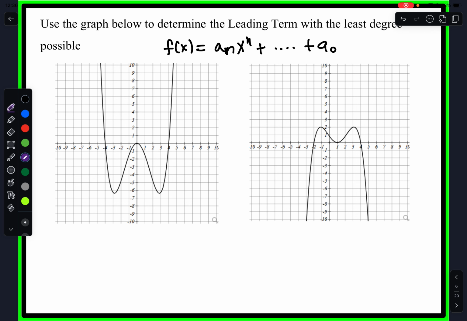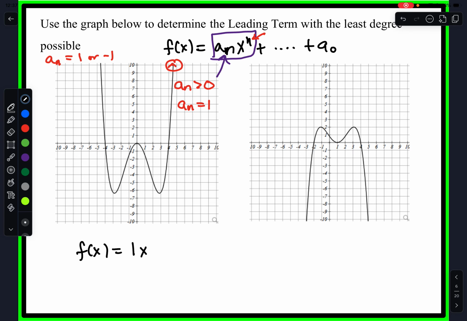And all we want to do is determine, okay, what is this term going to look like? What number can this number possibly be? And what number can this number possibly be? Now, for simplification purposes, we're going to assume that a sub n will equal either positive 1 or negative 1, depending on the end behaviors of the graph. So for the one on the left, since the right side is pointing upwards, that means that the a sub n has to be a positive number, greater than 0. So we're going to assume that it's going to be positive 1.